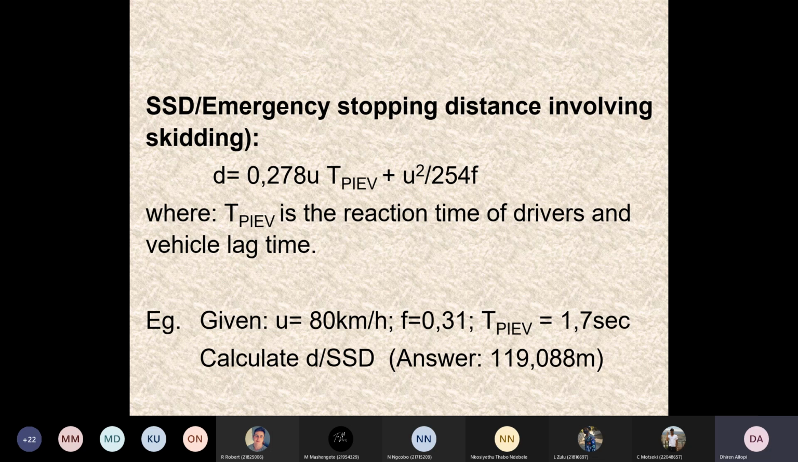Okay, and you can see the formula given for the emergency stopping distance involving skidding: 0.278 u t p, that's your reaction time, we spoke about that a short while ago, plus u squared over 254f. So all these values, you know what u is, you know what f is, you know the reaction time.